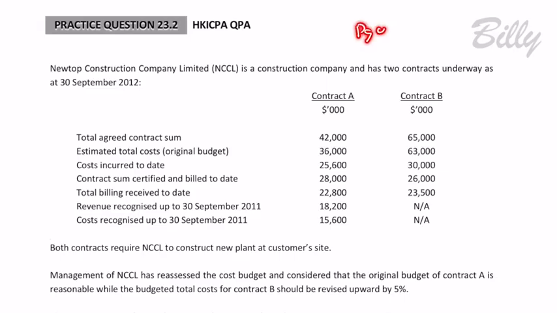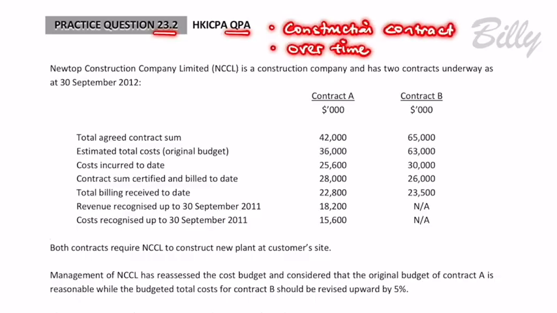Please refer to page 863. Question 23.2 is a Module A question to discuss the recognition of revenue for construction contract over time. Study the question, understand the issue. We're going to discuss the question shortly.